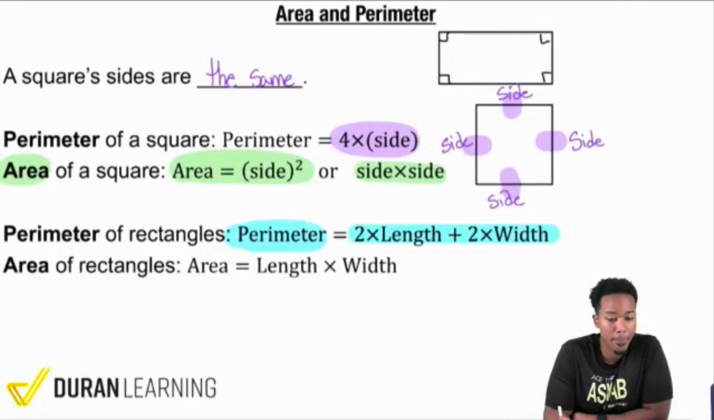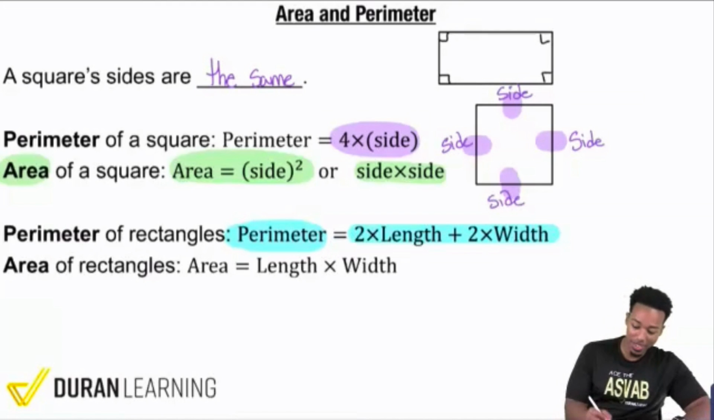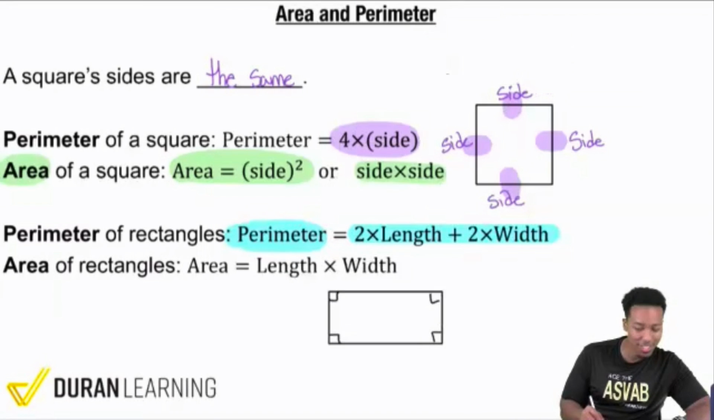It works because with a rectangle, you have 2 lengths and you have 2 widths. So you have to do it with 2. You get what I'm saying? 2 of each. Oh, you're right on, Maya. Maya, that's why I love having you in class.